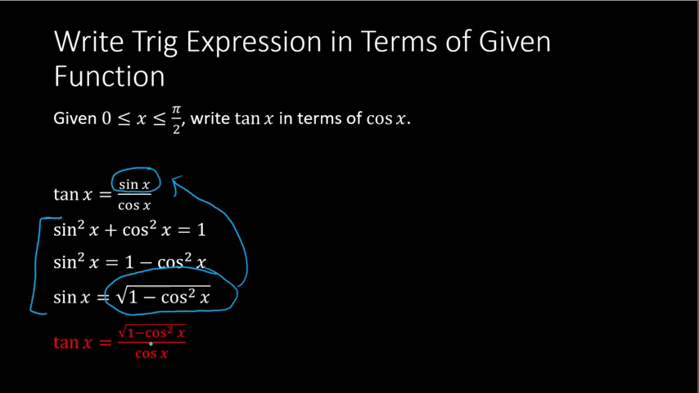Now we have tangent of x equals the square root of 1 minus cosine squared of x, all that over the cosine of x. And that's what we wanted. We wanted tangent of x written as an expression of cosine of x. And that's what we have here. There's no other trig functions in this expression.